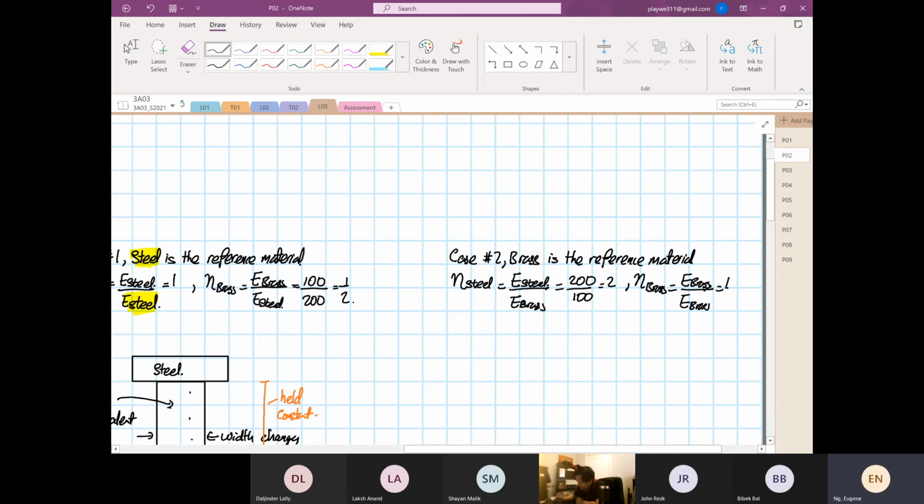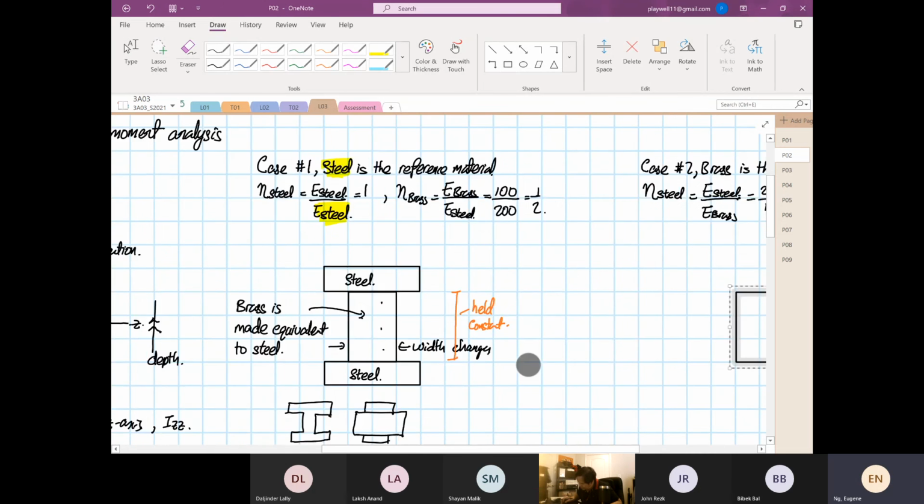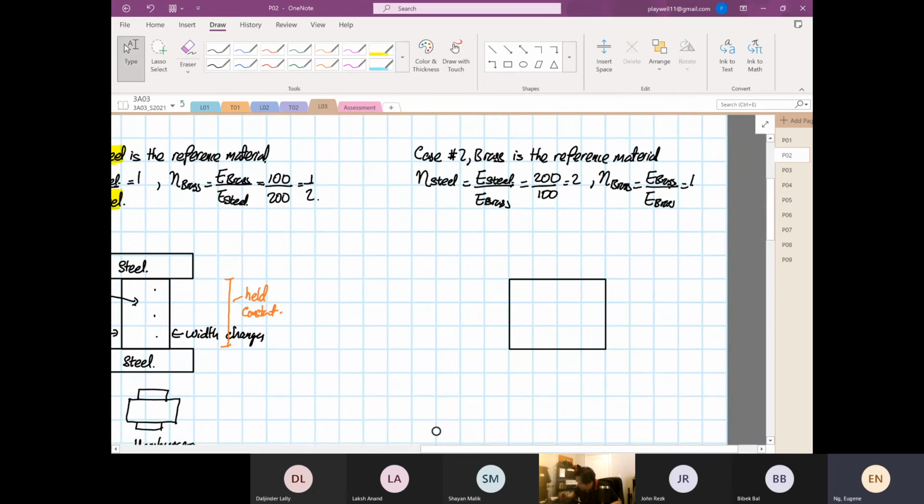We know this is 1. So now brass did not change. Okay, so the width of the brass and the height did not change. We know that it's the same, right? So it's the same. So we drew it as 4. Okay, so the original one is 4. Okay, so this is our brass. So now we replace the steel at the top and the bottom with brass, right? So now what is going to happen is now the geometry changes.